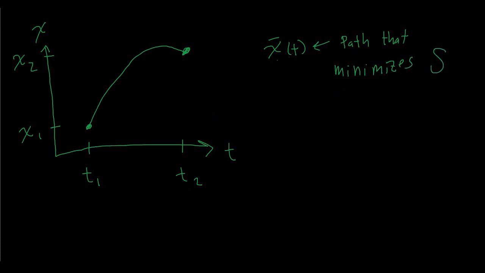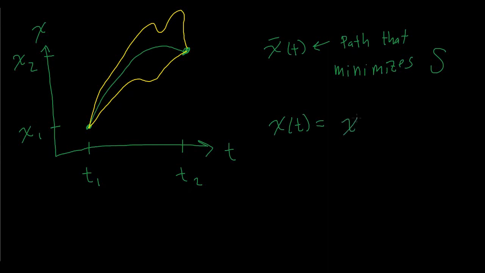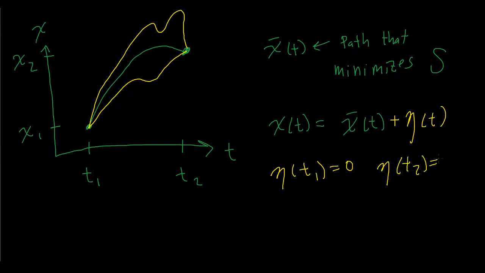Now, here's the important part. Every other path that you could take, any given path x of t, is equal to x bar of t plus eta of t. Eta is a Greek letter, it kind of looks like an N. And we have to say that eta of t1 equals 0 and eta of t2 equals 0.